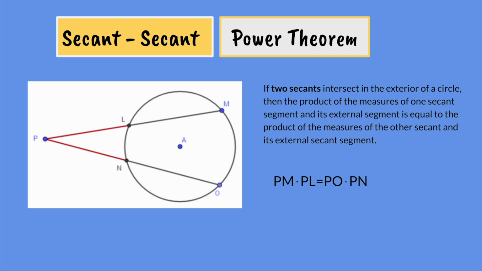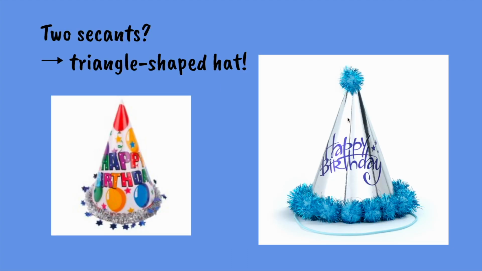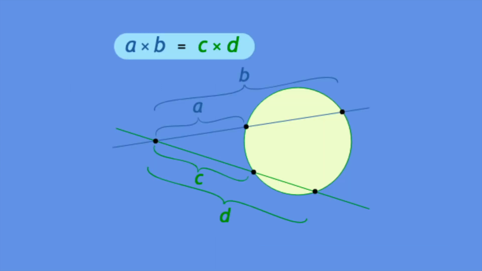This is just a basic formula with two secants intersecting at a given point P. This is the easiest way to remember: A multiply B equals C multiply D. Based on the intersecting point of the two secants, we can find the four segments between the point and the circle. When you find the four segments by the endpoints, A multiply B equals C multiply D, the shorter one and the longer one. Think of a triangle-shaped hat when you think of the secant-secant power theorem.